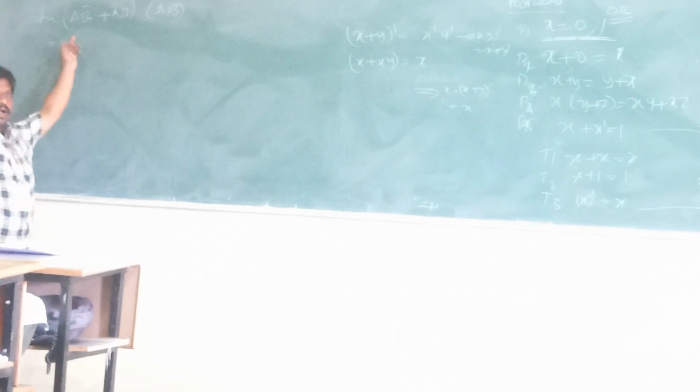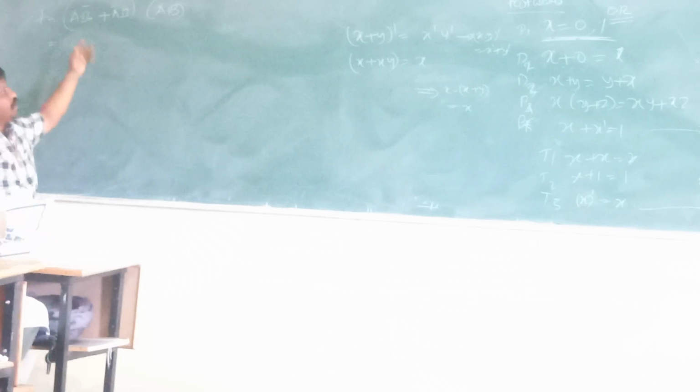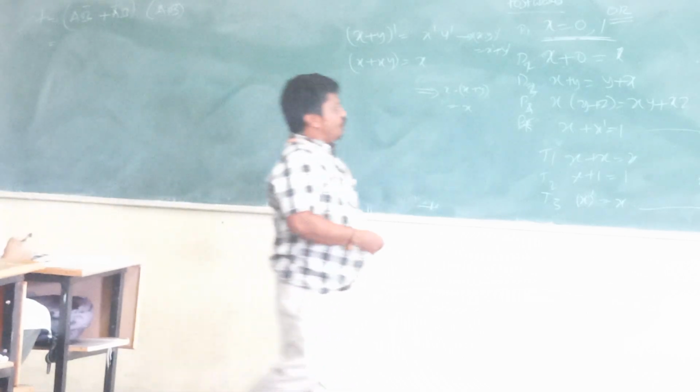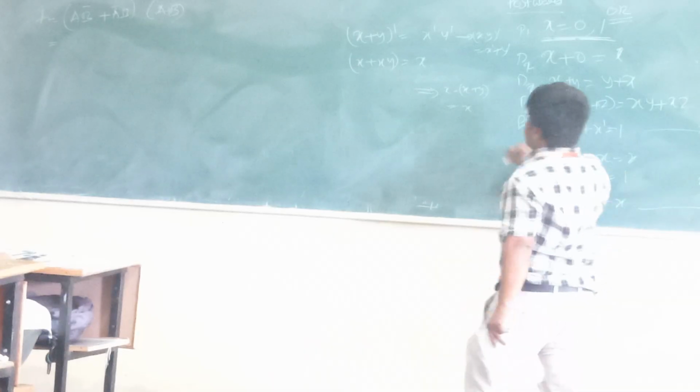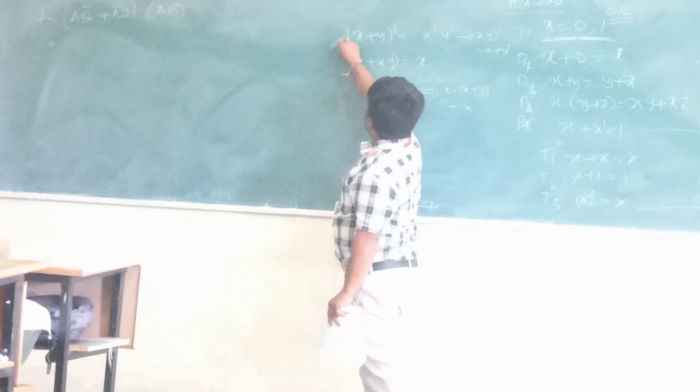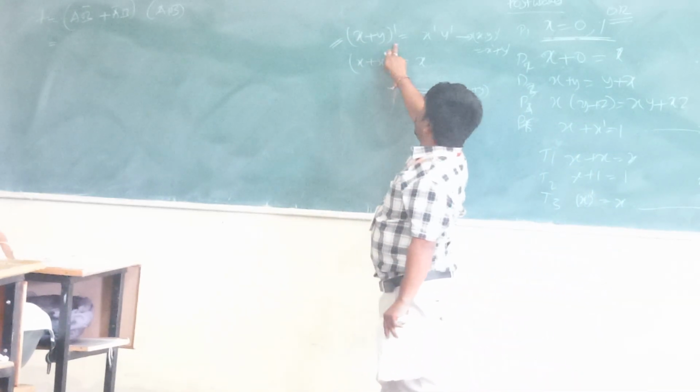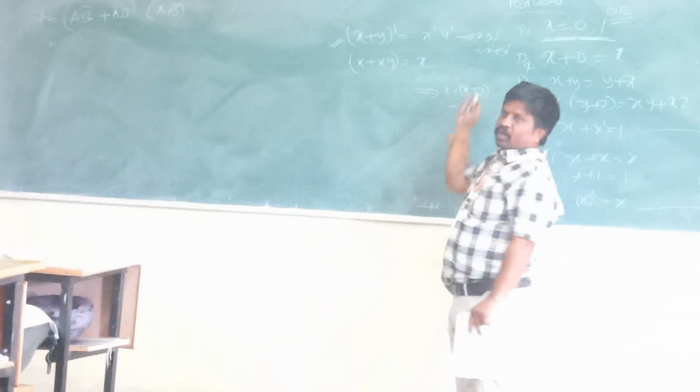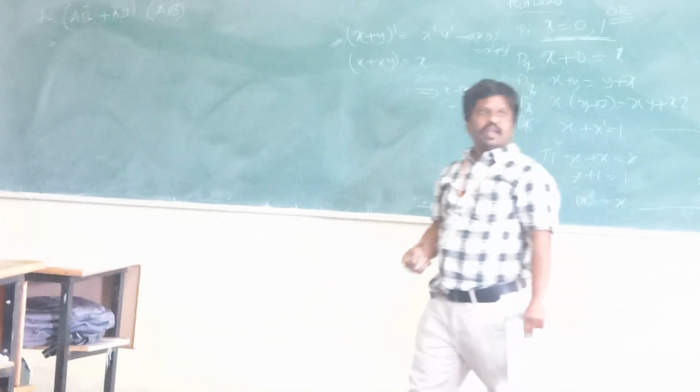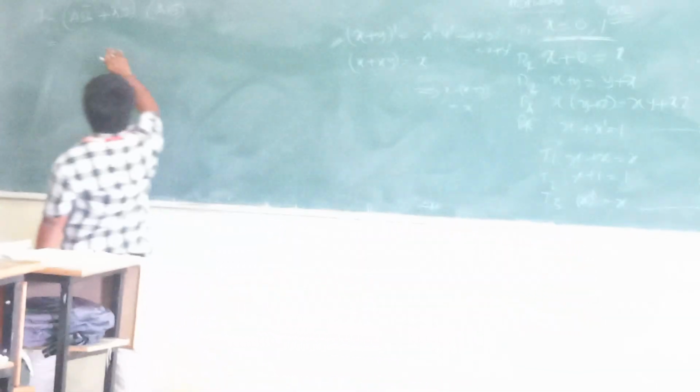How to use this one? What type of equation do I have here? This is a Boolean function. We use some postulates and theorems. Here, (x + y)' is x' · y'. This is a theorem. Apply this theorem to this particular part of the function.